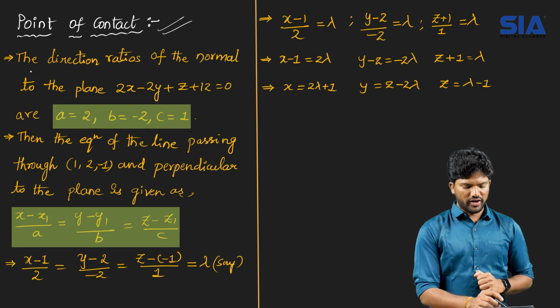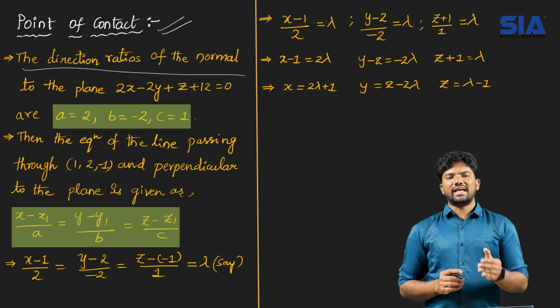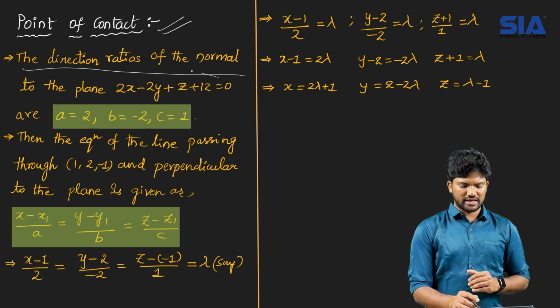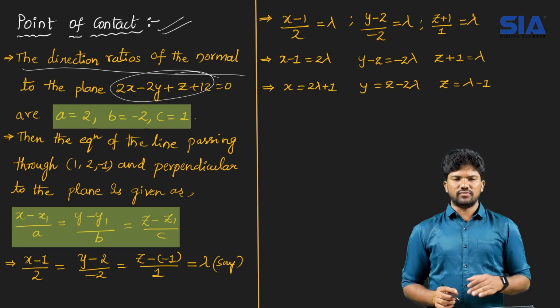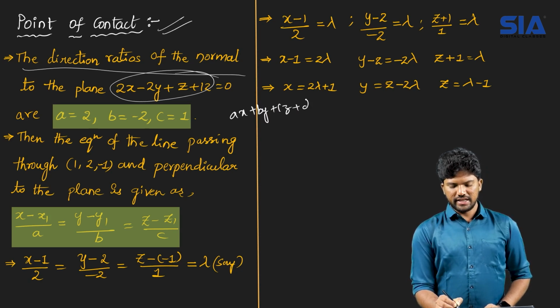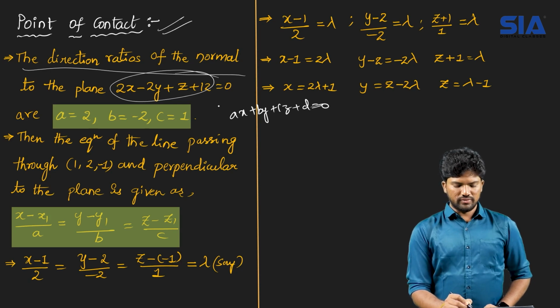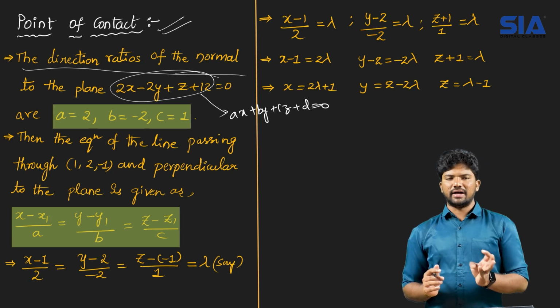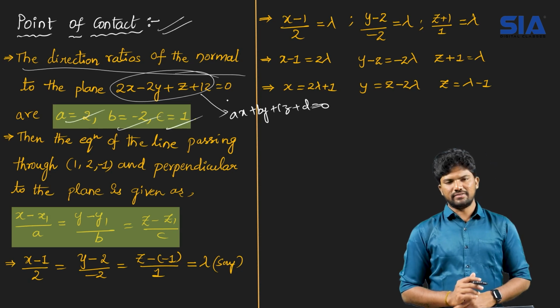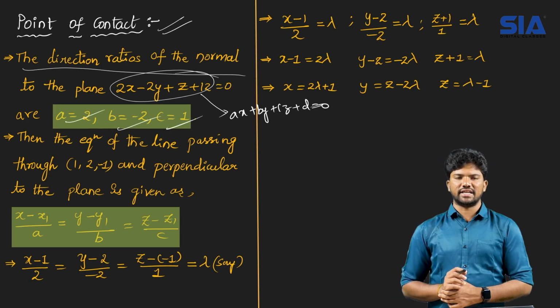Now that one point we are going to find, that point is called the point of contact. Now to find the point of contact, we need the direction ratios of the normal to the plane. So this is the given plane. If you compare that plane with ax plus by plus cz plus d is equal to 0, then what are the a, b, c values? The x, y, z coefficients, a, b, c values we can write. These are the direction ratios.